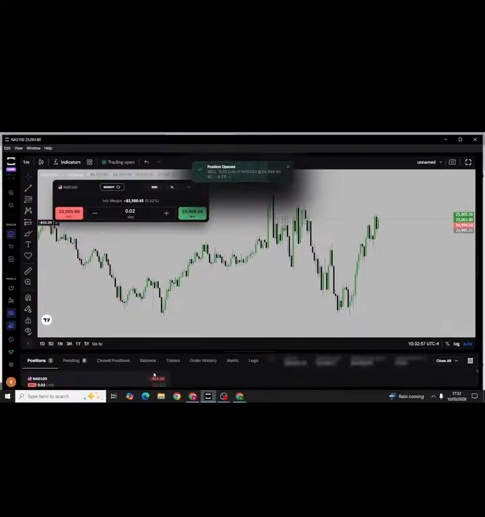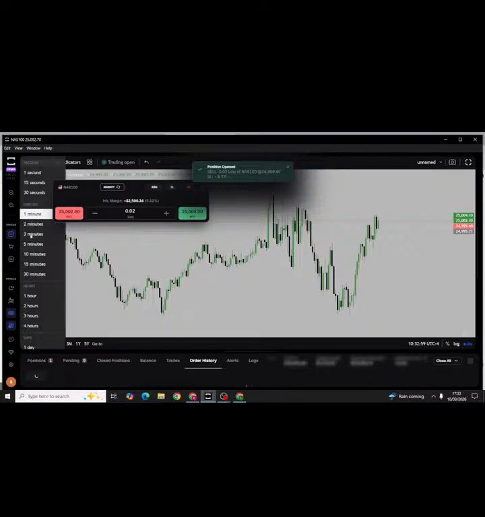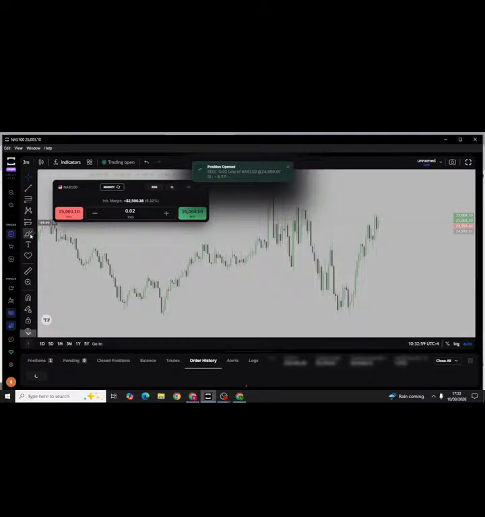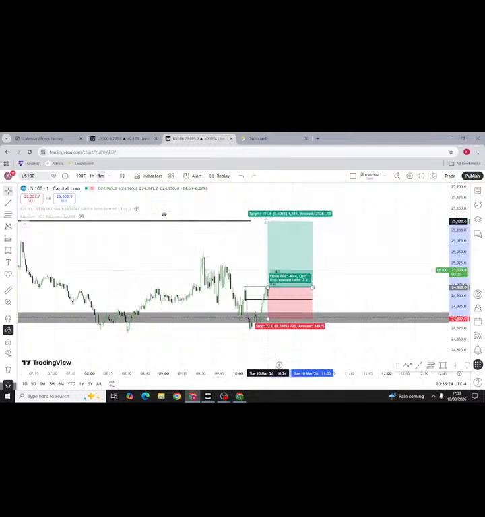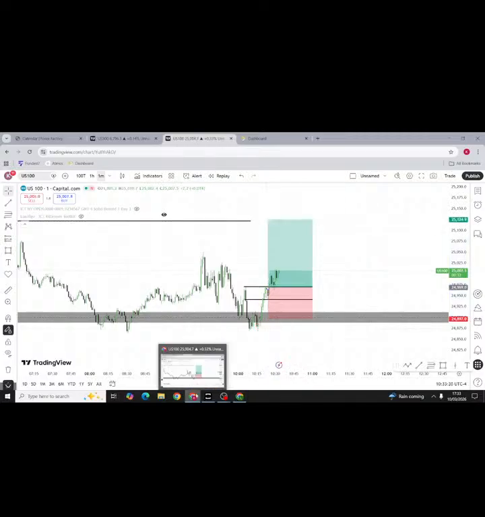So let's use the 3 minutes time frame. Yeah, I need for this to go up to this area. Okay, so that's my 2R over here. You can see it's clear. We will get a 2R if we get to TP.